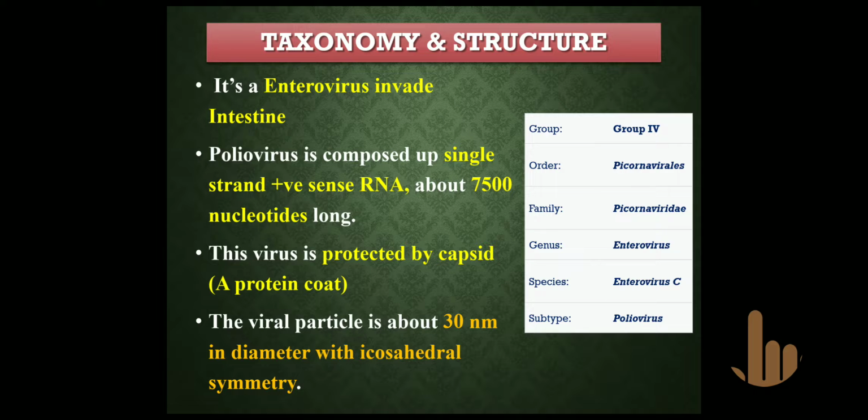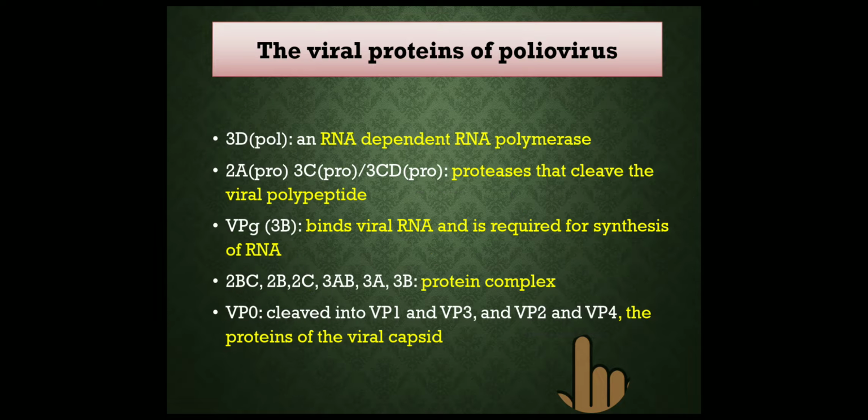So what are the taxonomy and structures? Basically, it is categorized into group 4, the order is Picornavirales, the family is Picornaviridae, the genus is Enterovirus, and the species is Enterovirus C. It generally invades the intestine, and it is made up of single stranded positive sense RNA, about 7500 nucleotides, and this virus is protected with a protein coat named capsid. The diameter is 30 nanometers and the symmetry is icosahedral.